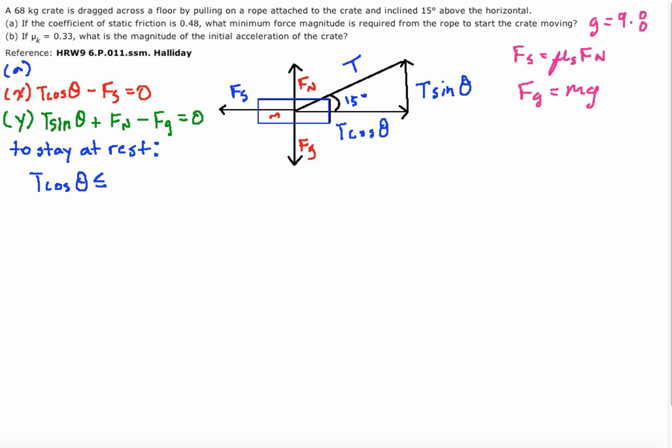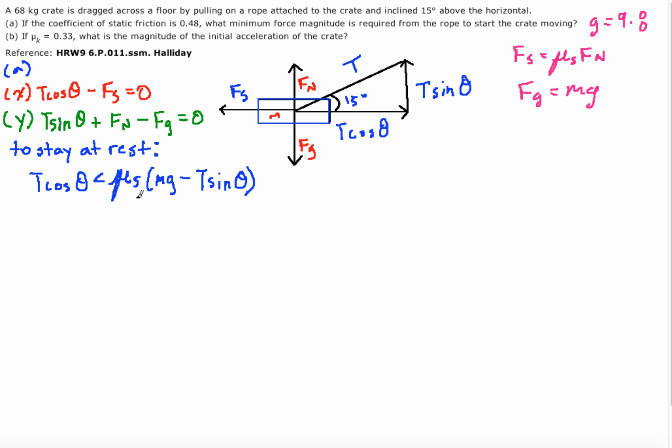All right, perfect. So now we have, oh, I'm sorry, there should not be this equal to. It should just be that T cosine of theta is less than the coefficient of static friction times mg minus T sine theta. And this equation is derived from algebraic manipulation of these, where we set them equal and then solve for it. So this is the condition for the system to stay at rest.